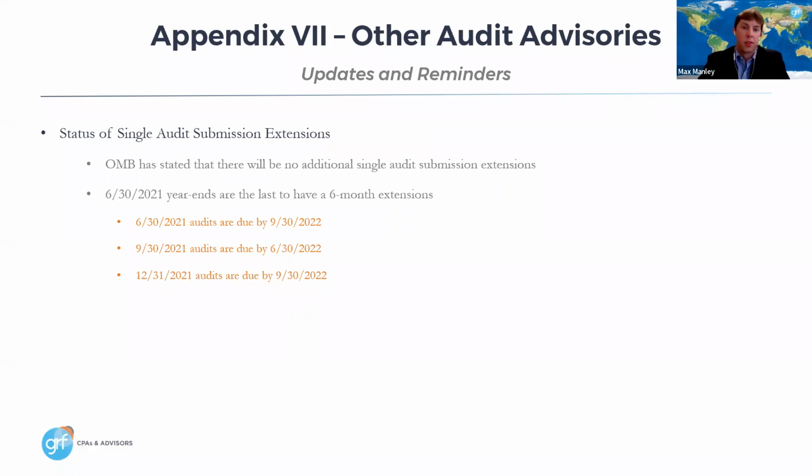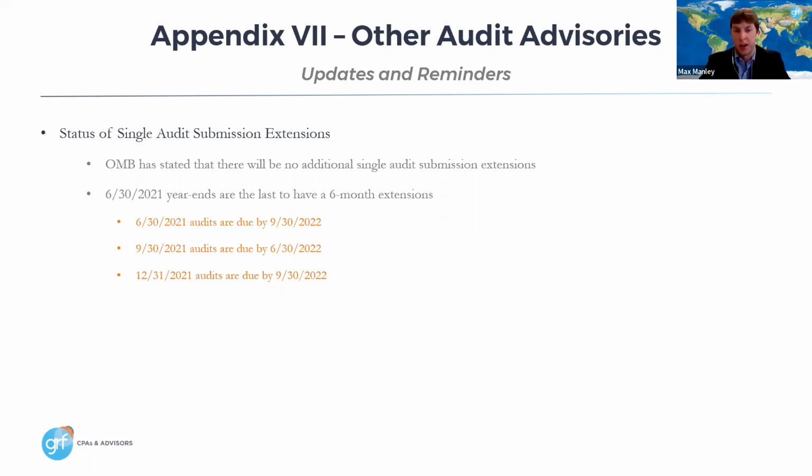So we were all very fortunate that we did have the submission extensions for the first couple of years of the pandemic. Unfortunately, despite quite a bit of lobbying by the SAS CPA, OMB has stated that there will not be any additional single audit submission extensions going forward. So June 30, 2021 year ends are actually going to be the last ones to have that 6-month extension. Those audits are due by September 30th of this year.